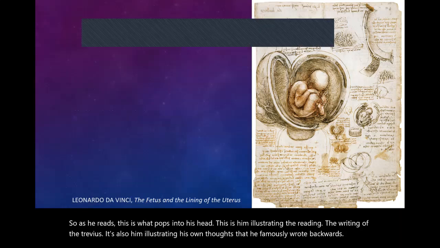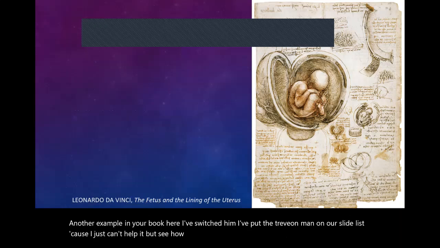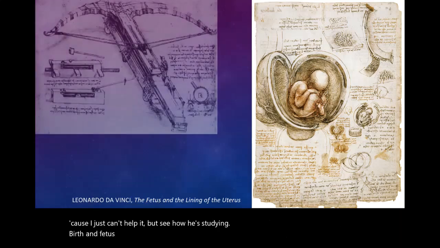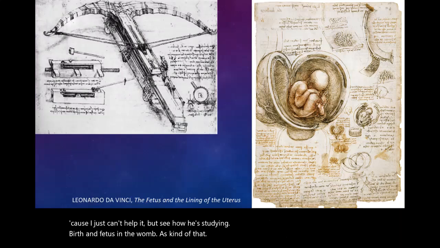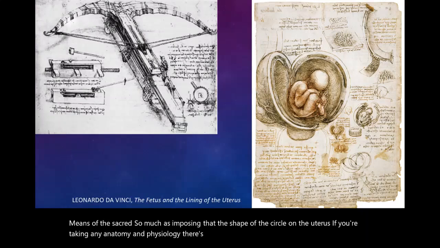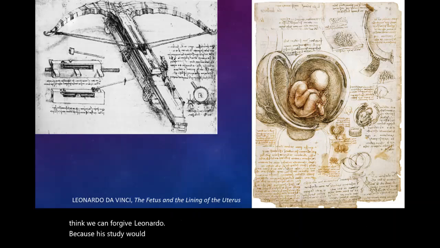Another example in your book here, I've switched them. I've put the Vitruvian Man on our slide list because I just can't help it. But see how he's studying birth and the fetus and the womb as a means of the sacred, so much as imposing the shape of the circle on the uterus. If you've taken any anatomy and physiology, you know there are some inaccuracies to that drawing, and I think we can forgive Leonardo because his study would be limited to a cadaver who unfortunately was pregnant at the time of death.